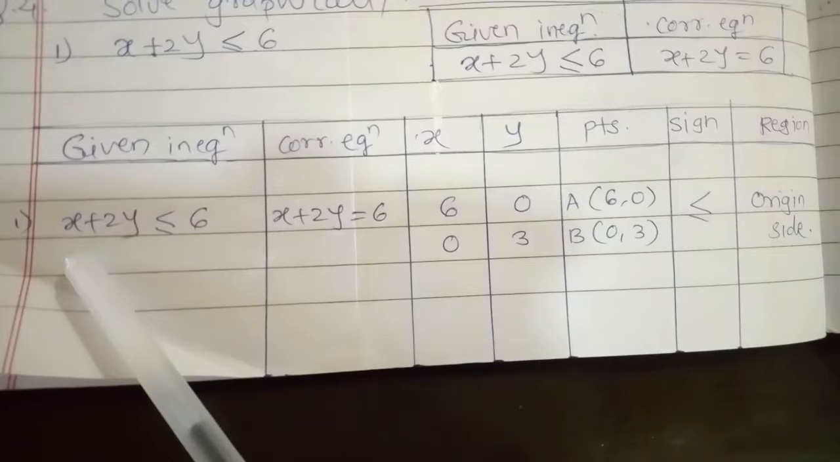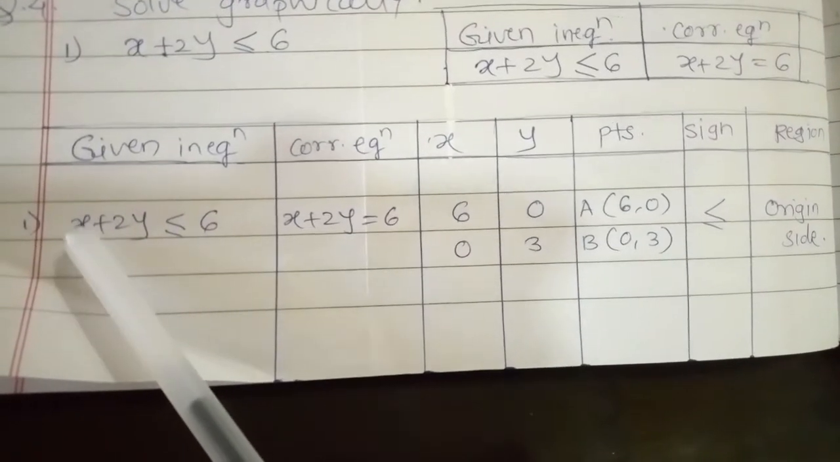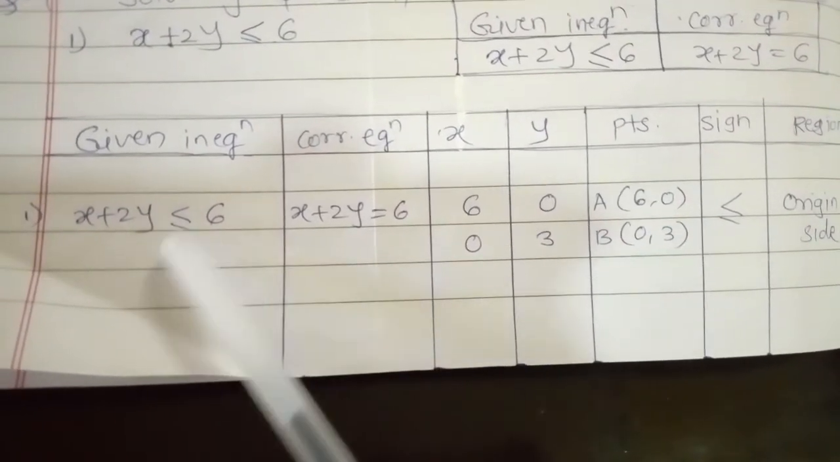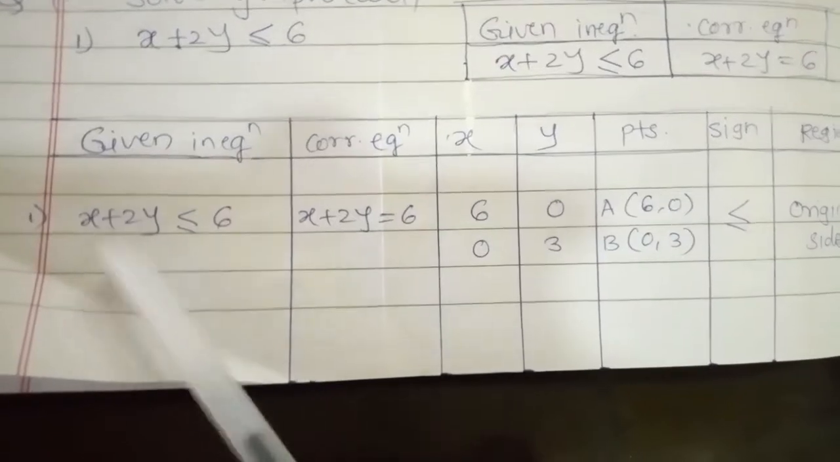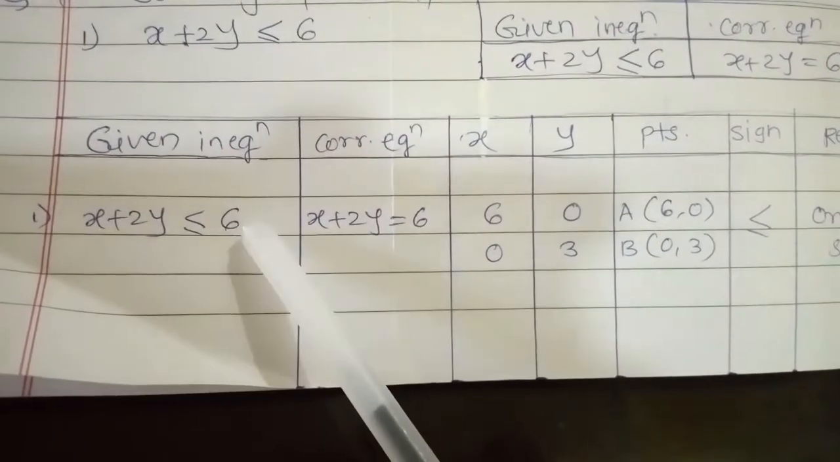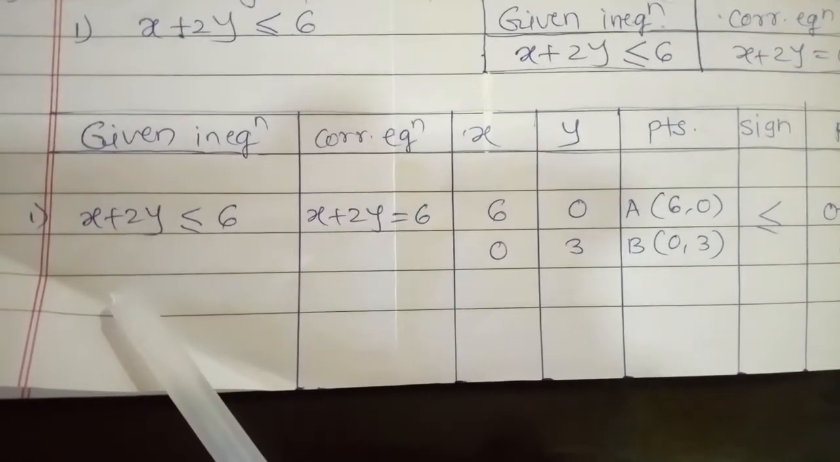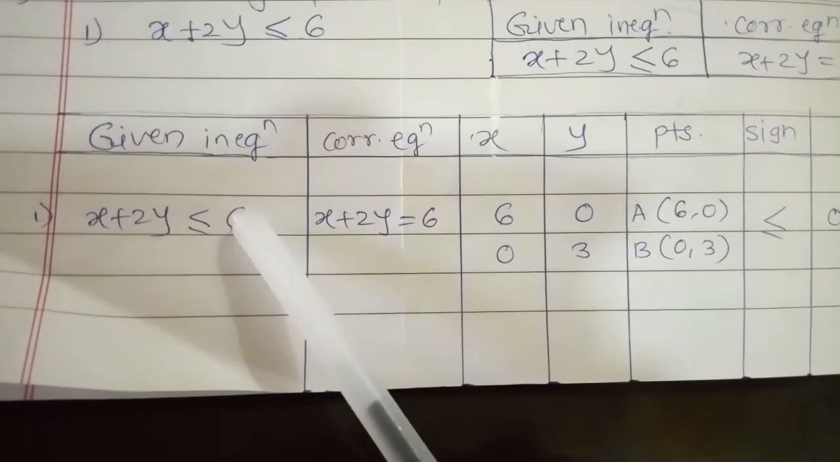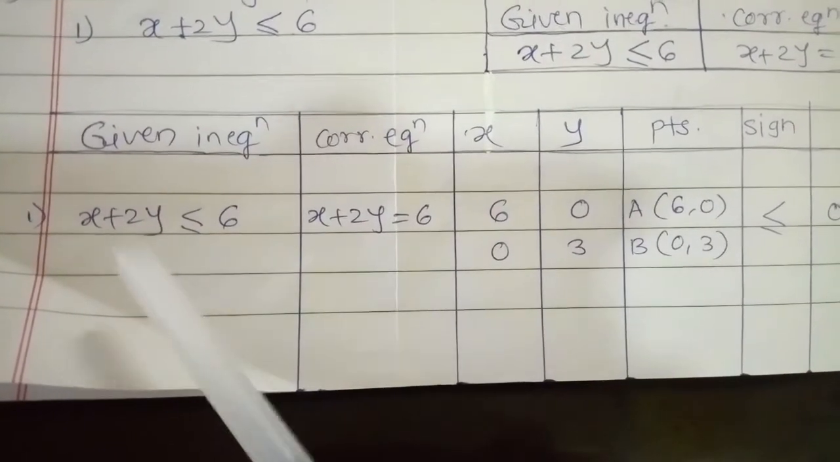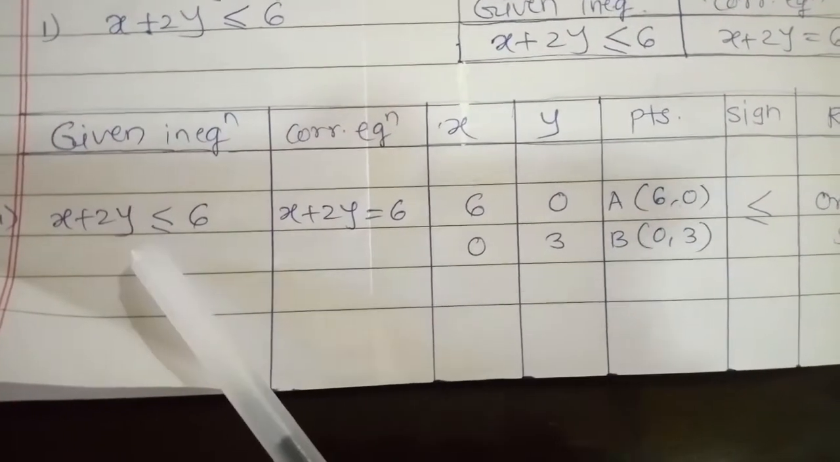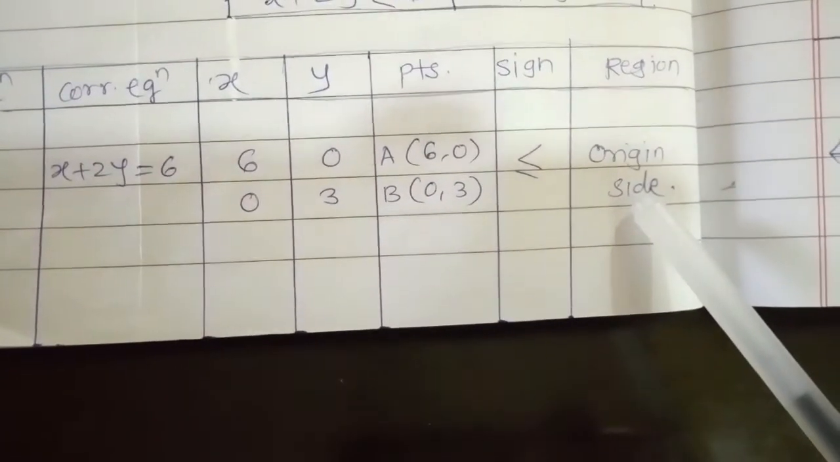So the coordinates of the origin are (0, 0). So we put x equals to 0, y equals to 0. So what we get on the left side is 0. So 0 is less than or equal to 6. Is it true or not? 0 is less than or equal to 6. It's true. When you get the answer that is true, you have to draw the arrows on the origin side.